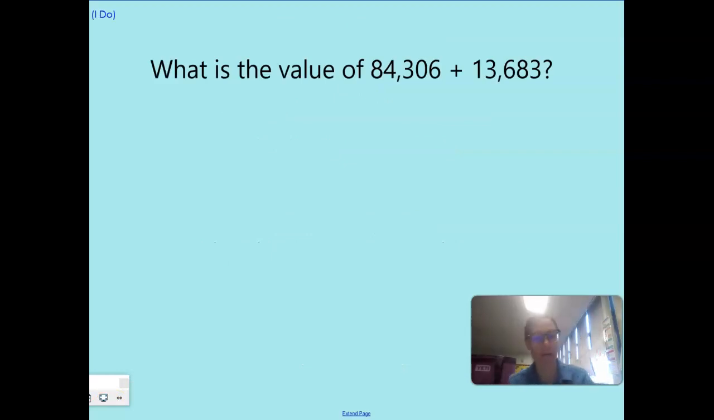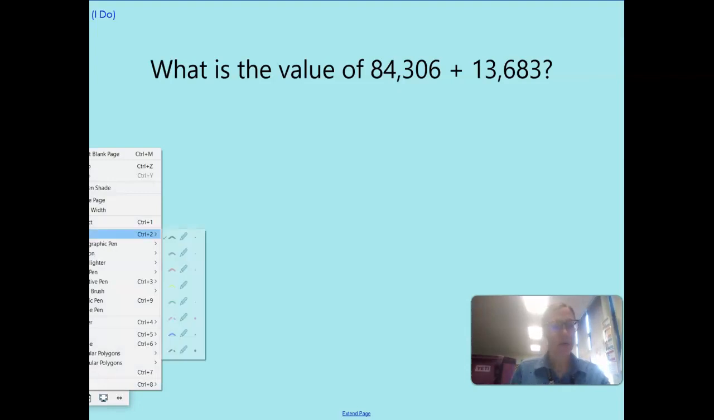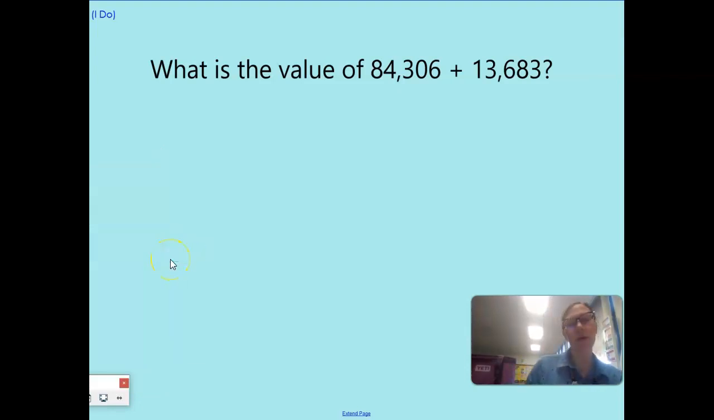All right, so let's jump right in. This one should be quick and simple today. As a reminder, they're giving it to us in horizontal view, but we're going to switch it. What is the value of 84,306 plus 13,683?